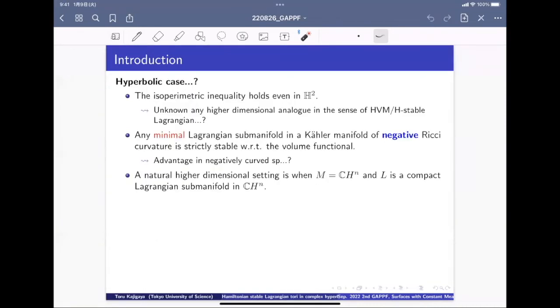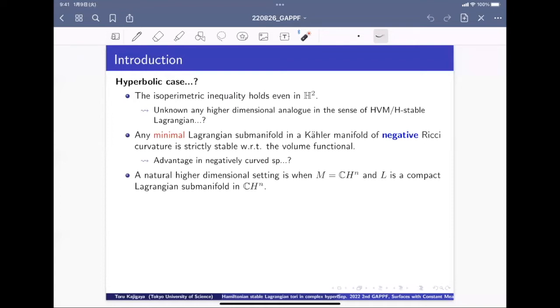How about the hyperbolic case? As I mentioned, the isoperimetric inequality holds even in the hyperbolic plane. However, we do not know any higher dimensional analog in the sense of HVM Lagrangian. Moreover, it is well known that any minimal Lagrangian submanifold in a Kähler manifold of negative Ricci curvature is strictly stable.